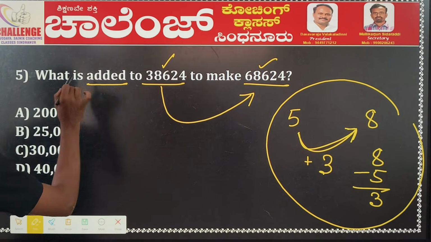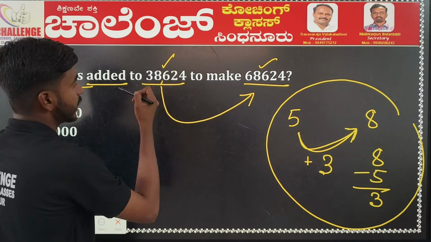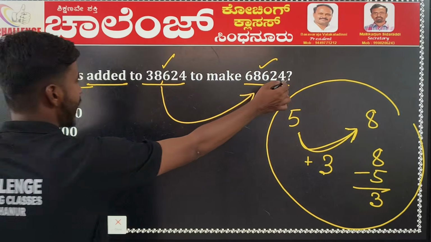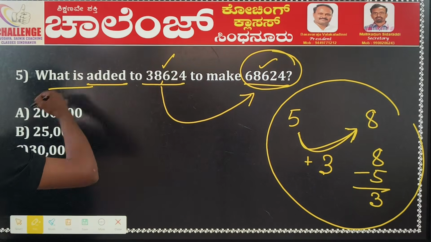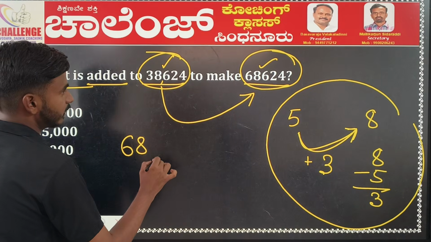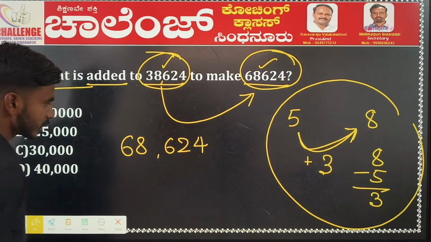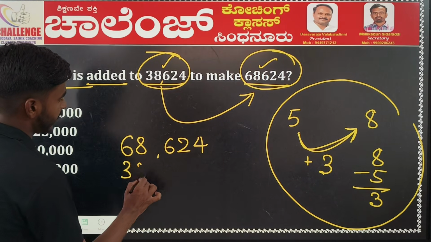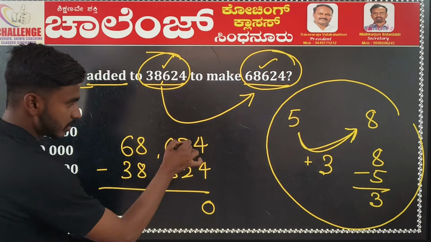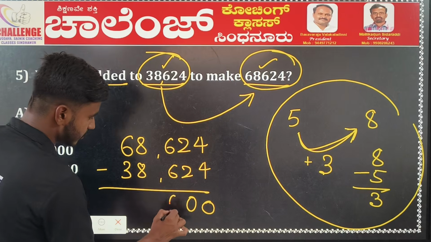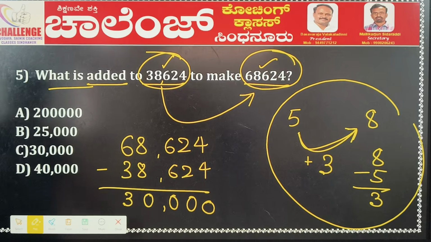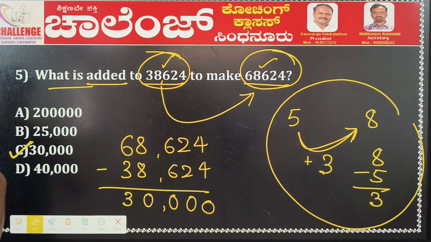How do we find what is added to 38,624 to make 68,624? We need to subtract 38,624 from 68,624. Find the biggest number and write it above, and write the smallest number below. Subtract it. 4 minus 4 is 0, 2 minus 2 is 0, 6 minus 6 is 0, 8 minus 8 is 0, 6 minus 3 is 3. Then the answer is 30,000. Option C is the right answer.